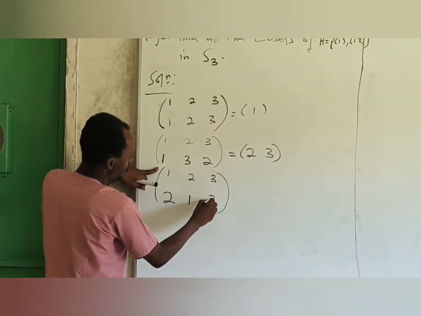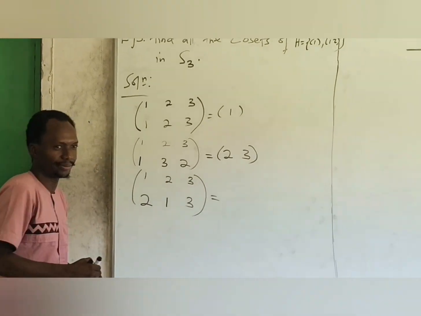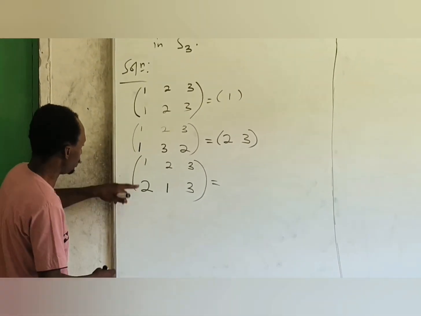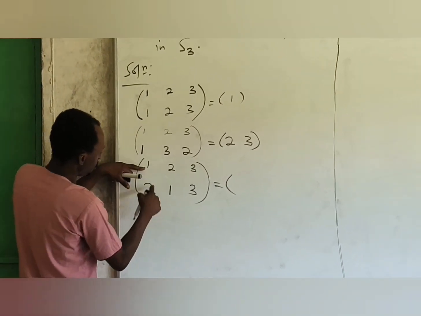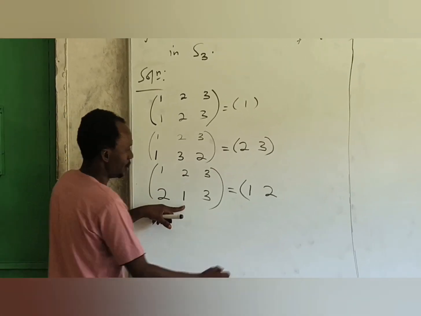1, 3. 2, 1, 3. Fine. So we have maintained 3. So 3 is closed. Can you see? 3 goes to 3. So let's see. 1 goes to 2. So the cycle notation of this permutation: 1 goes to 2, 2 goes to 1. Can you see?